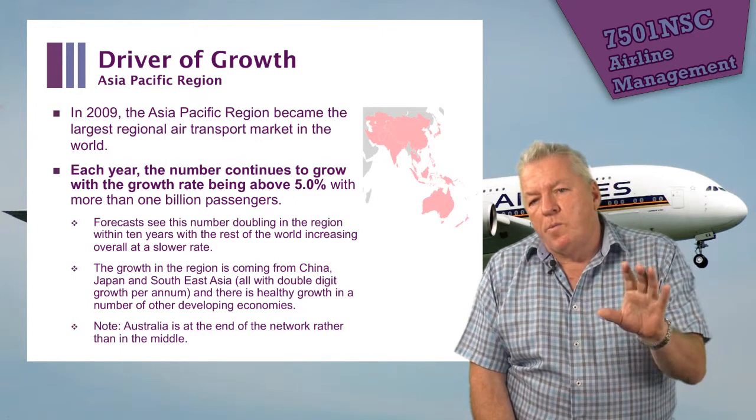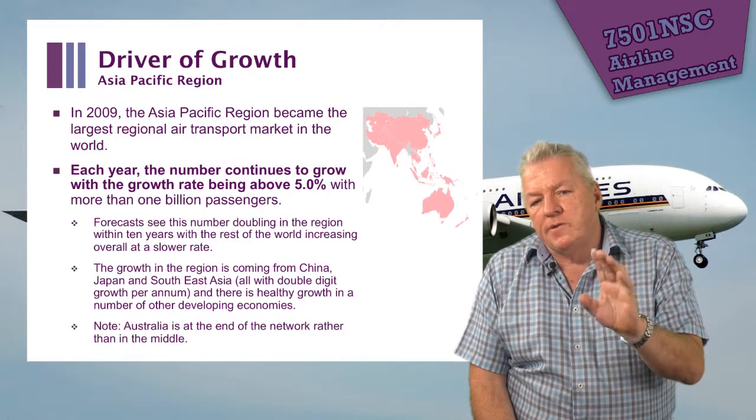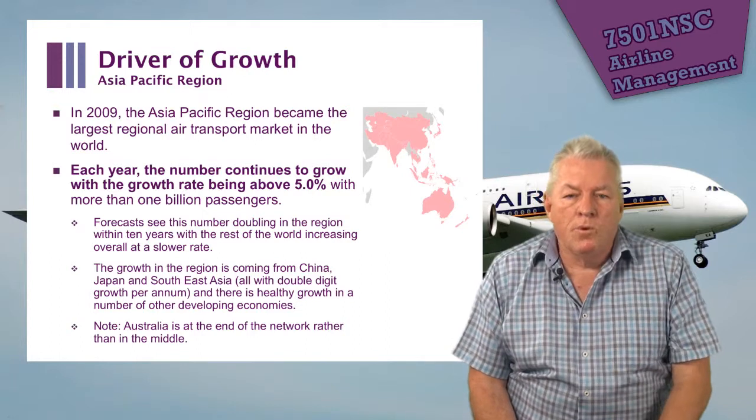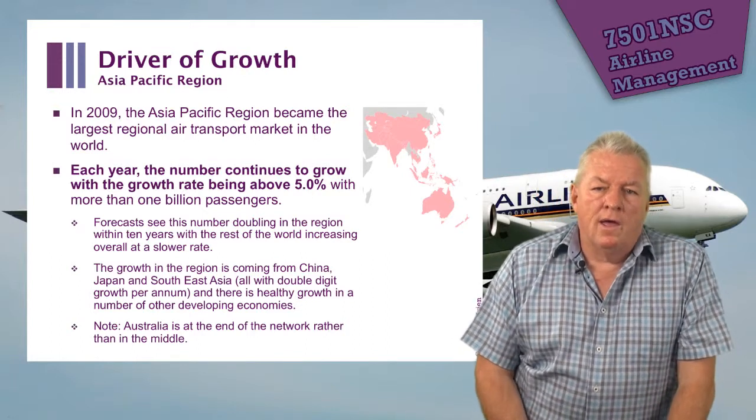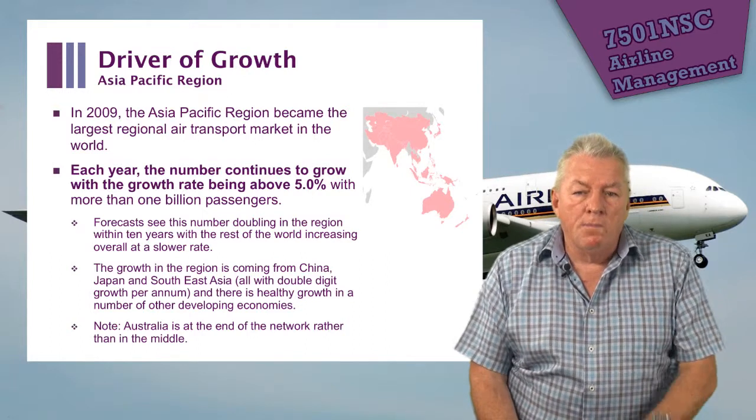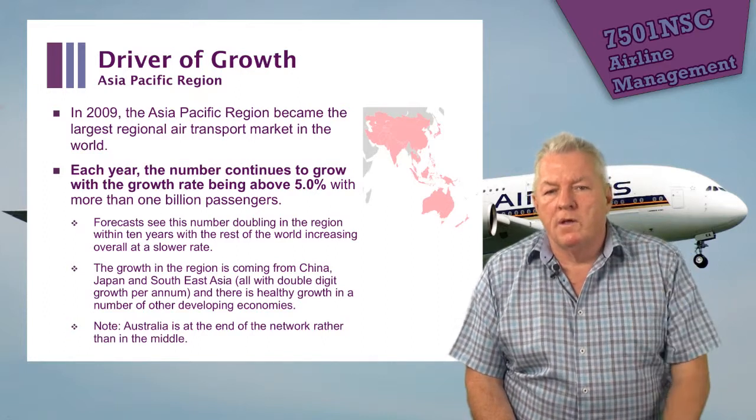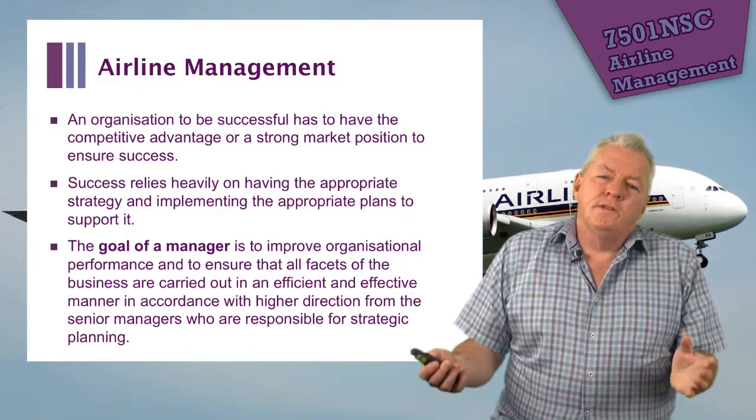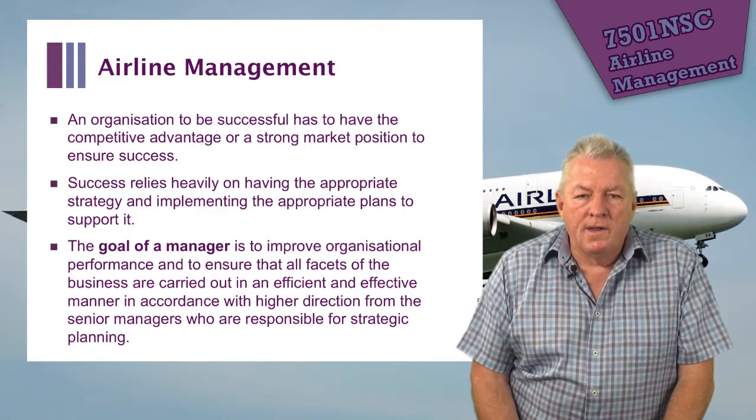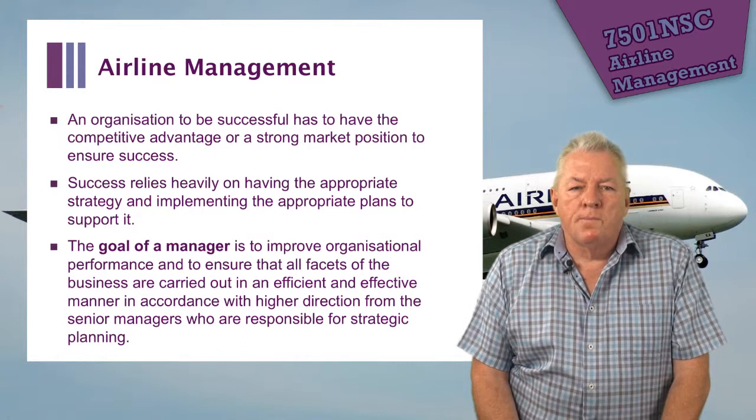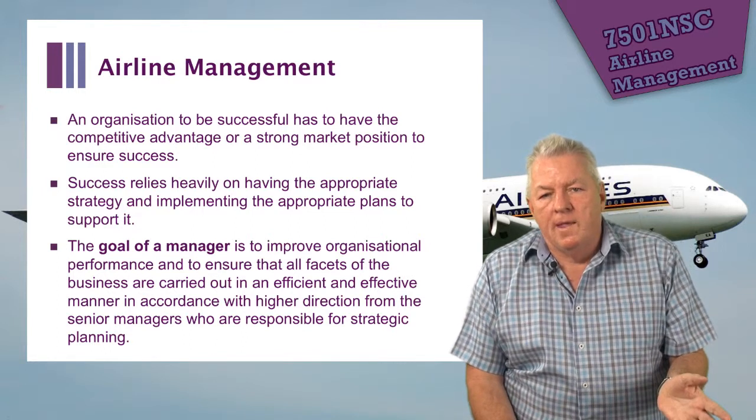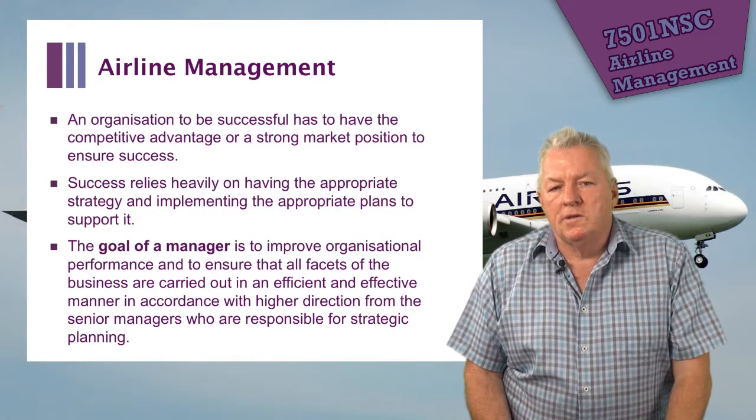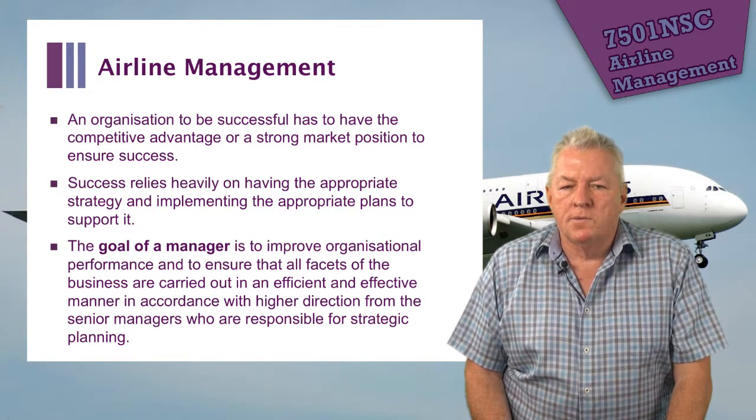One of the points to remember when we look at the region and that map to the right is that Australia is at the end of the network rather than in the middle. And that has quite important implications for our growth. The region is growing quickly, but Australia, being a mature economy, is growing more slowly. So for an organisation to be successful, it has to have competitive advantage or a strong market position to ensure success. And that success relies heavily on having the appropriate strategy and implementing the appropriate plans to support it.